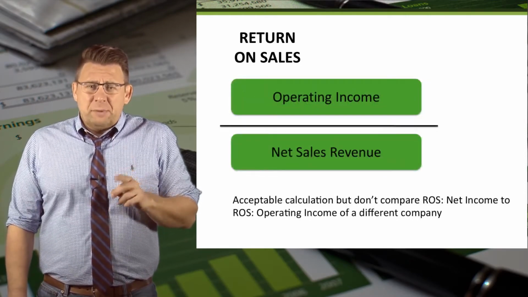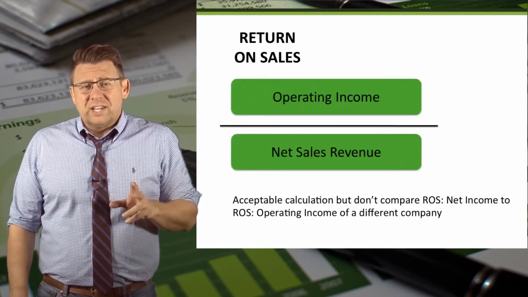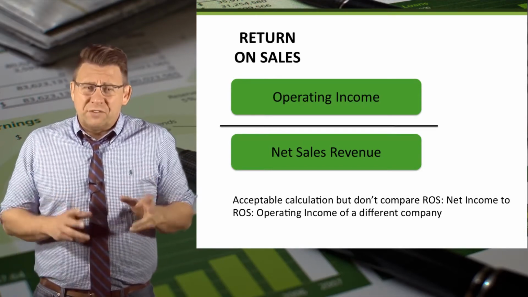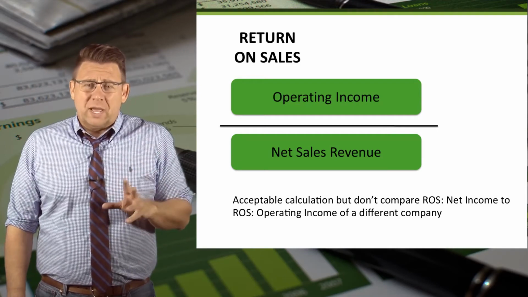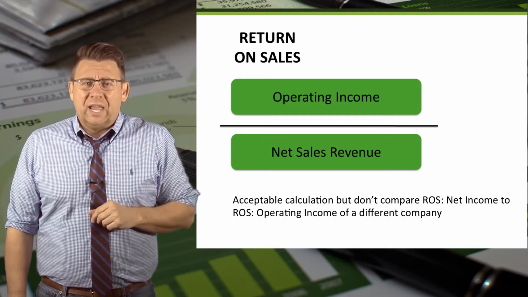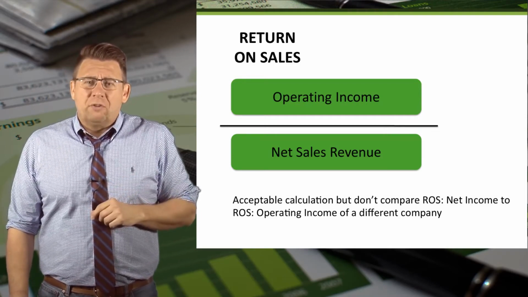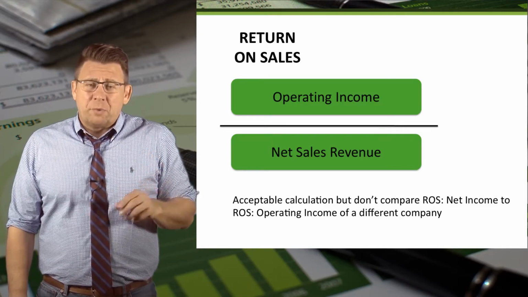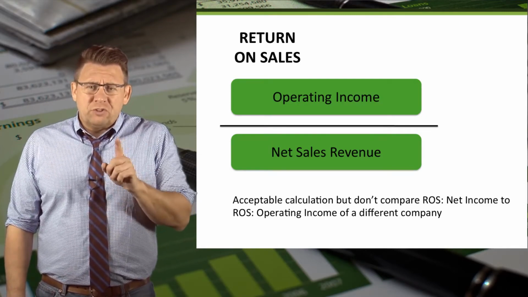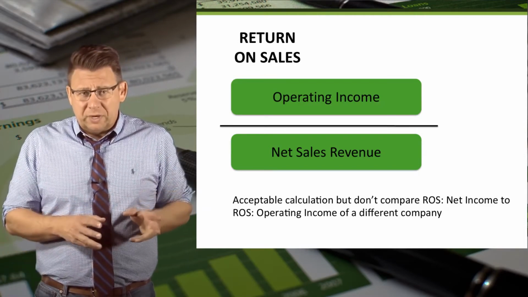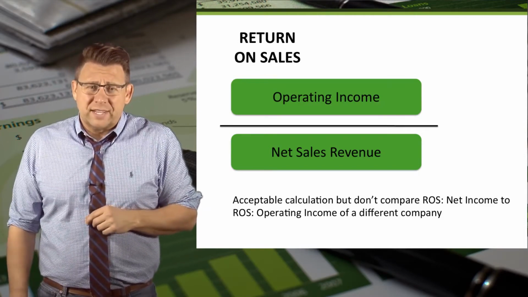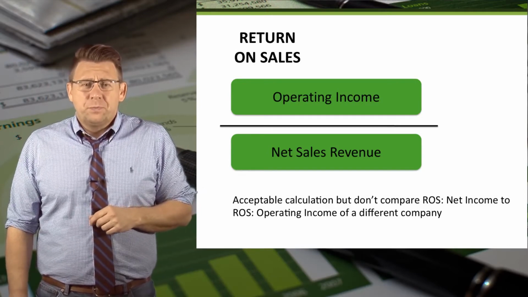Finally, some investors prefer to look at return on sales with operating income rather than net income. Since net income could include some one-time items like gain on sale of land, there's good rationale for focusing on operating income. Just make sure you don't compare operating income return on sales from one company to the net income return on sales of another company.